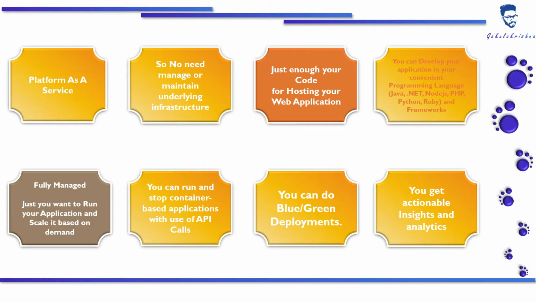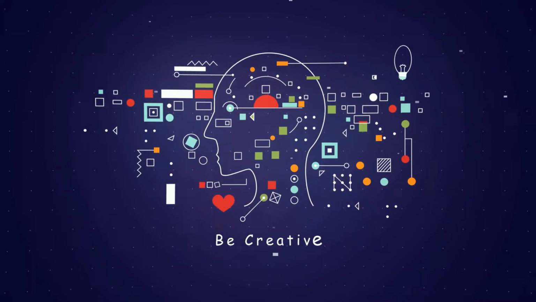This is an important feature in Elastic Beanstalk which I like so much. You can run and stop Docker container based applications with the use of API calls. Another important feature is you can do blue-green deployments using the feature called swap URLs. And the final one is you can get actionable insights and analytics using the AWS Elastic Beanstalk monitoring option. Let's jump into the demo.